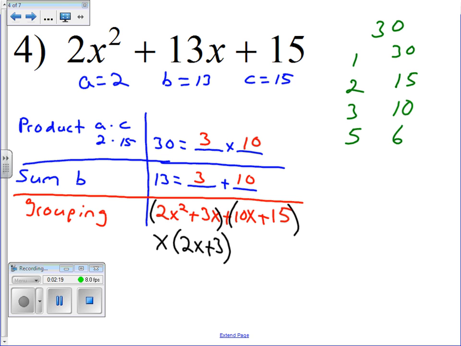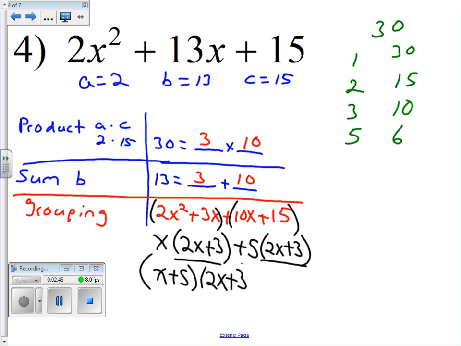And if you factor out a 5 for this one, we want to get a positive 5 out, and that will give me 2x plus 3. They have 2x plus 3 as their common term, so I'm going to write that as x plus 5 times 2x plus 3.